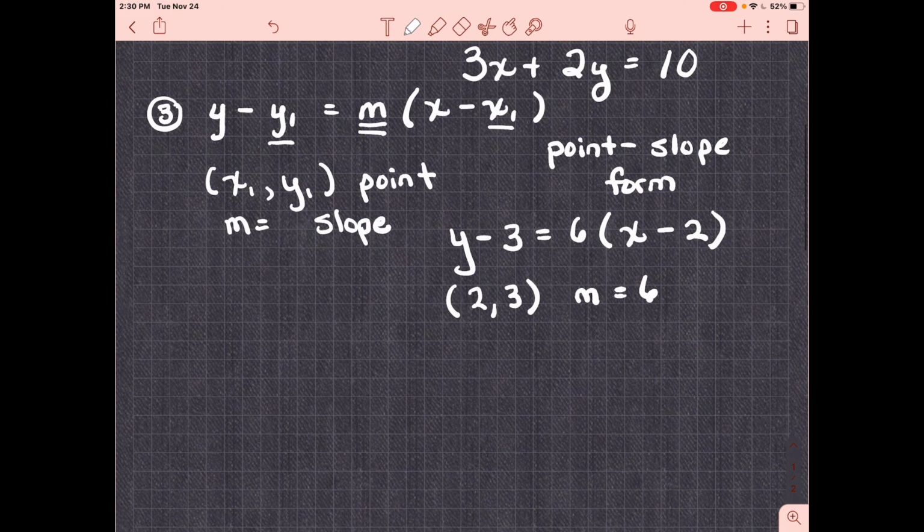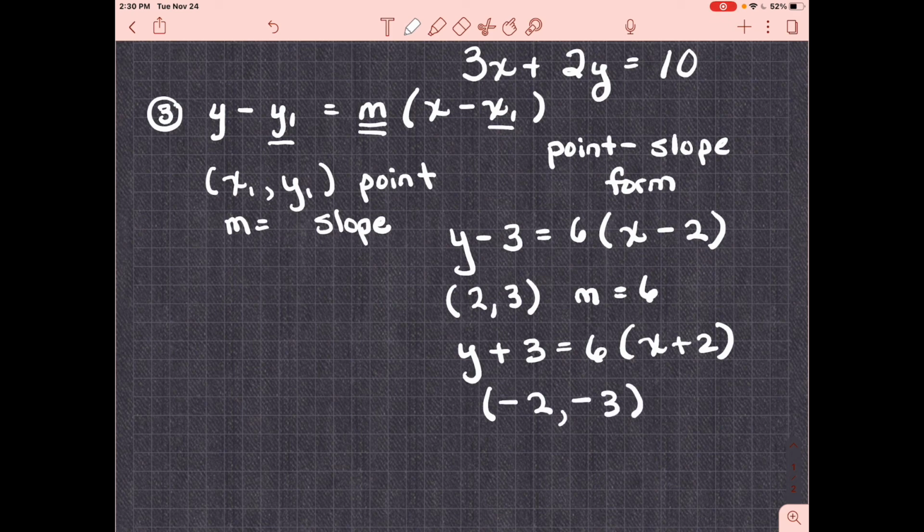If you had this, then you would tell me that the point was at negative 2 and negative 3. So it's kind of opposite of what you might think. The slope in this case would still be 6, right? If there was a negative there, it could be negative 6. You just read it straight out as the number you're looking at.